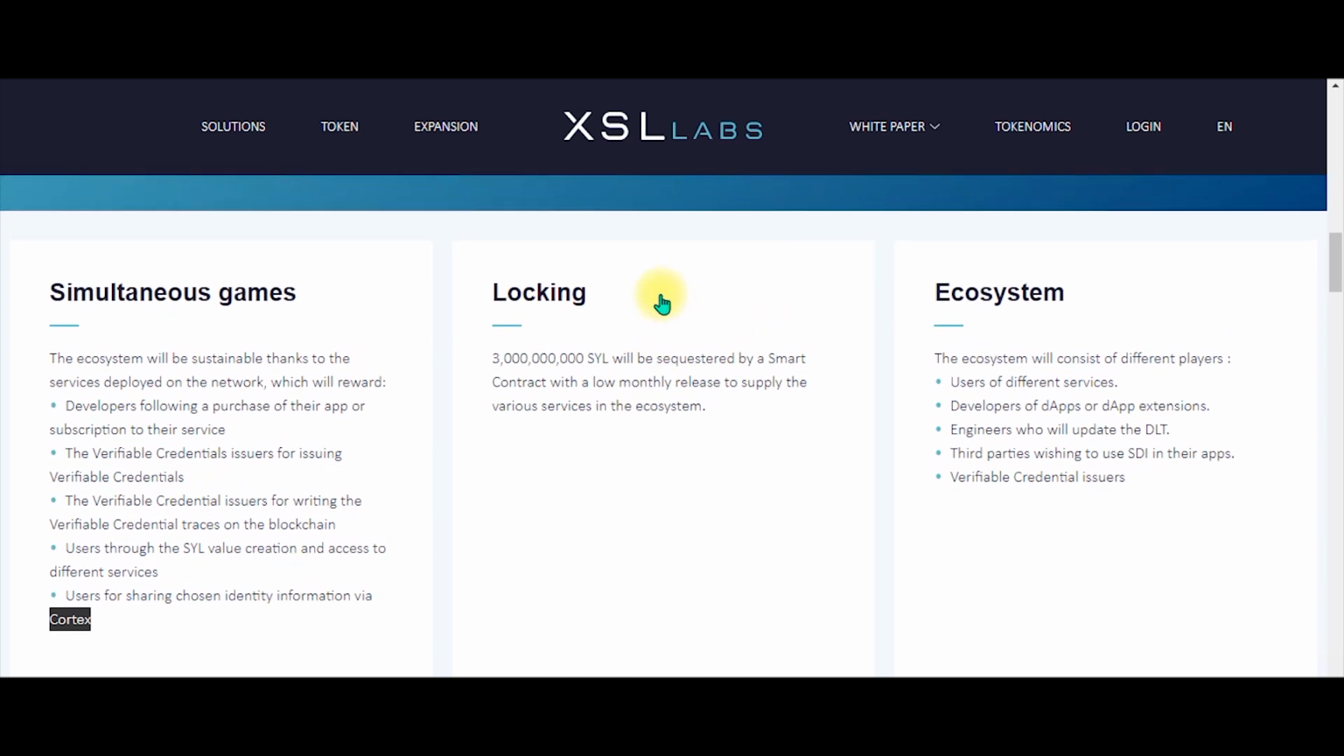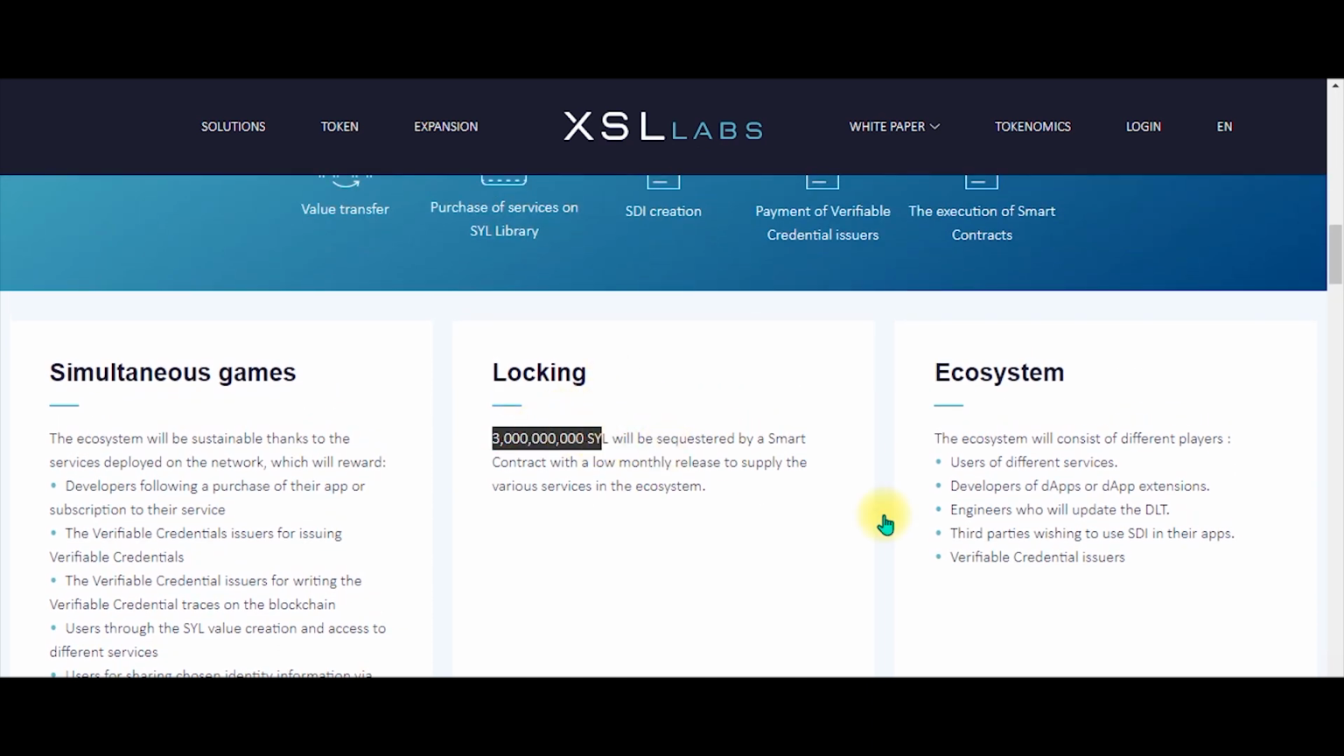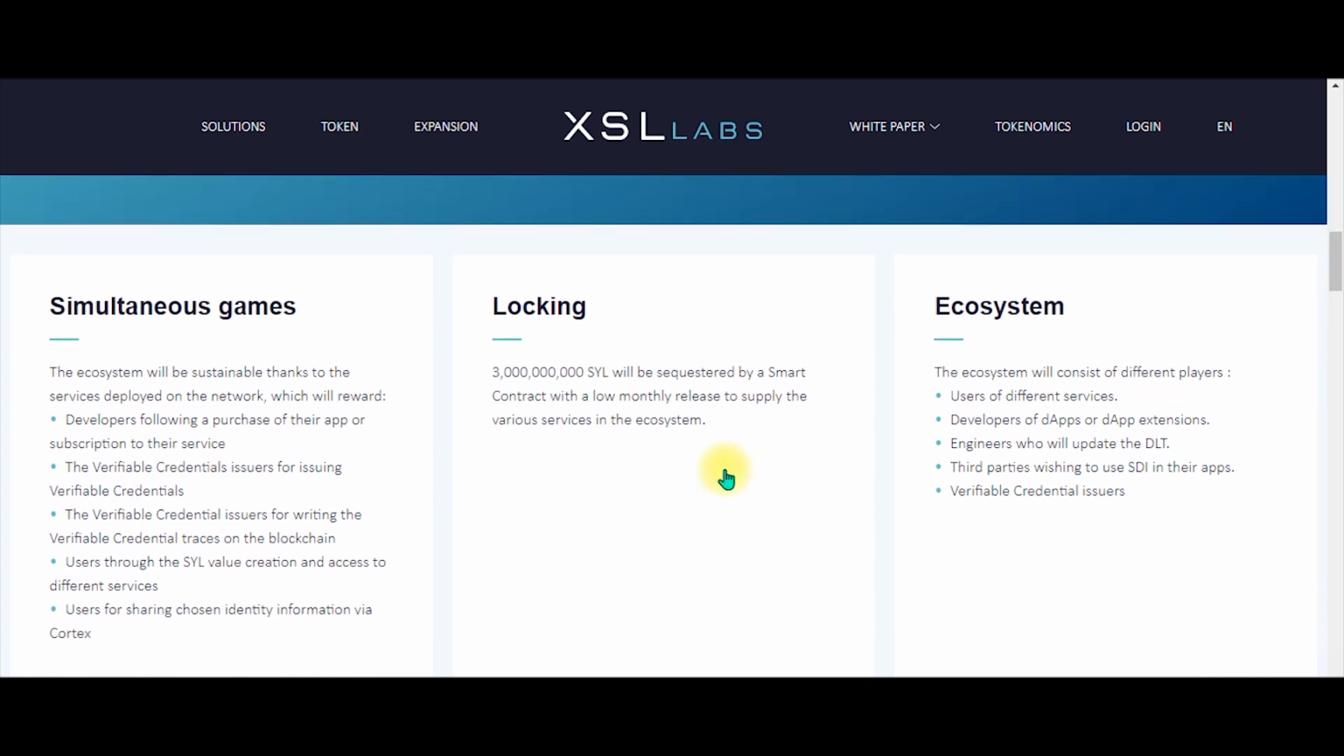Okay, locking. These many SYL will be locked and they'll be slowly supplied to the various services in the ecosystem. That's a huge number of SYL right here.